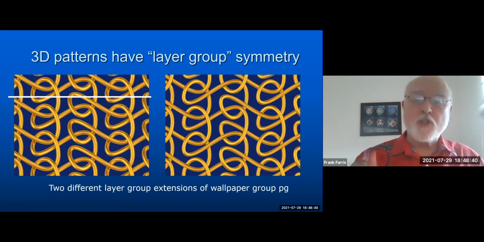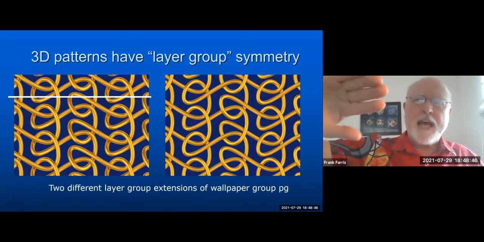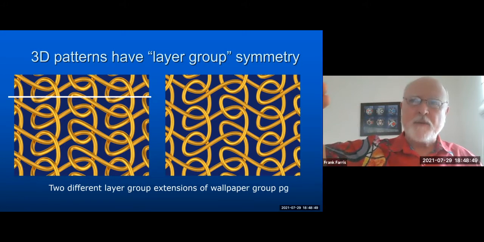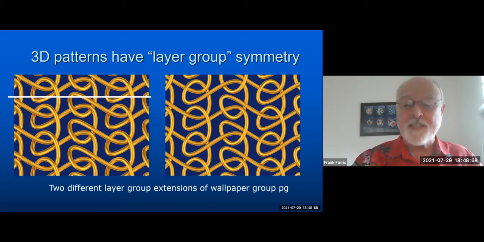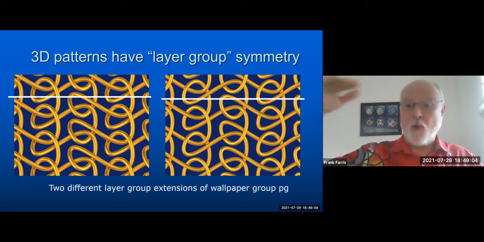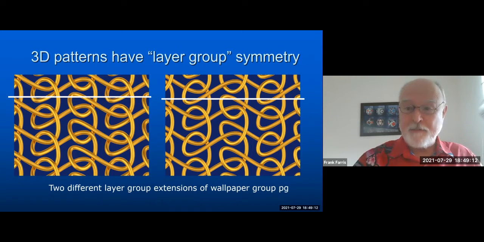On the left, if I were to do a half turn, a physical half turn in 3-space about that white line and then slide the pattern down, then the pattern would fall into coincidence with itself. This is assuming that this is an infinite pattern. That whole pattern would fall into coincidence with itself. Whereas on the right, if I were to mirror about that white line, not flip, but mirror about that white line and slide down, then the pattern would fall into coincidence with itself. So it turns out that that means that these are 2 different layer group extensions of the wallpaper group PG. And that's what I'll explain in my talk.